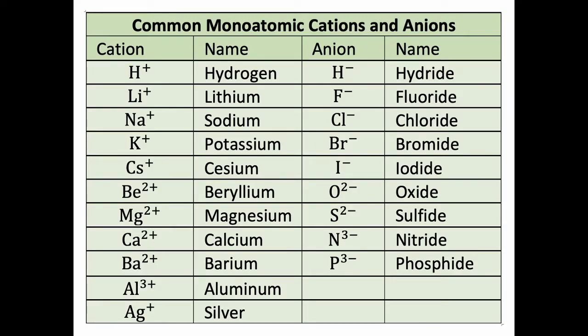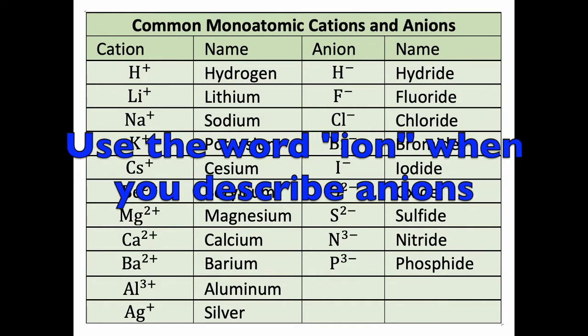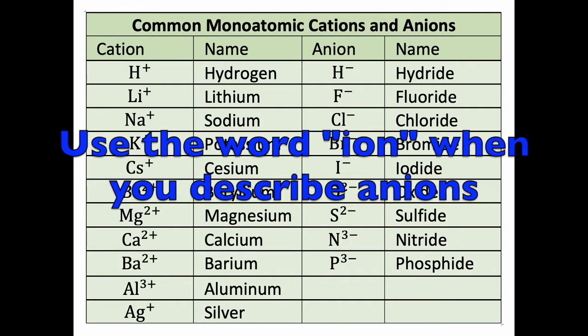Take a look at the table again. You should see this pattern. All of the cations have the same name as the element, though when we're talking about them in everyday chemistry speak, make sure you use terms like sodium ion or potassium ion so that you can tell we're talking about the ions and not the element.